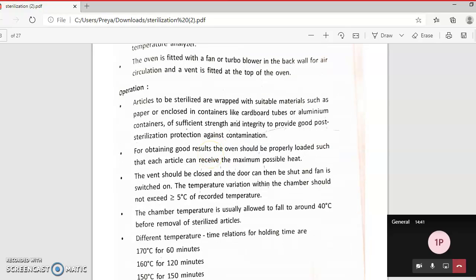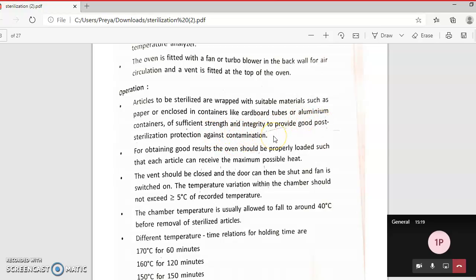Now the operation. Operation means working, okay? Articles to be sterilized, suppose if you want to sterilize pipettes or petri plates, are called articles. The articles to be sterilized are wrapped with suitable material, right? In the wrapping, we are going to wrap the petri plate with papers, newspapers or simple white papers. First do the wrapping, right? And it should be enclosed in containers like tubes, any type of containers, right?